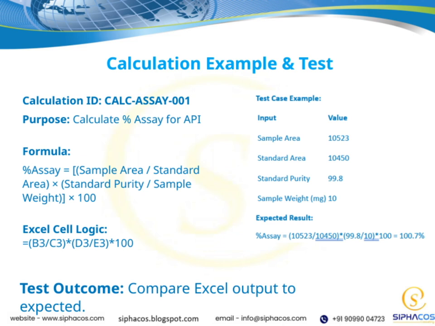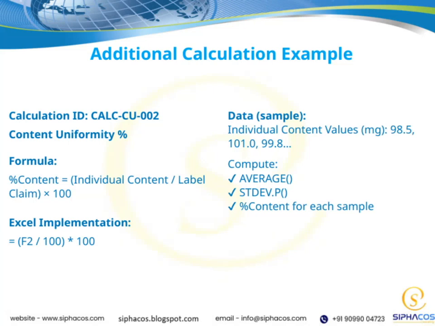Now let's look at some sample data for individual content values, which are measured in milligrams. For example, we have values like 98.5, 101, and 99.8 milligrams. The goal here is to analyze this data to understand its distribution and variability. First, we'll compute the average, or mean, of these values. This gives us a central point that represents the typical content in our samples. Next, we'll calculate the standard deviation, specifically the population standard deviation, which tells us how much the individual values vary around that average.